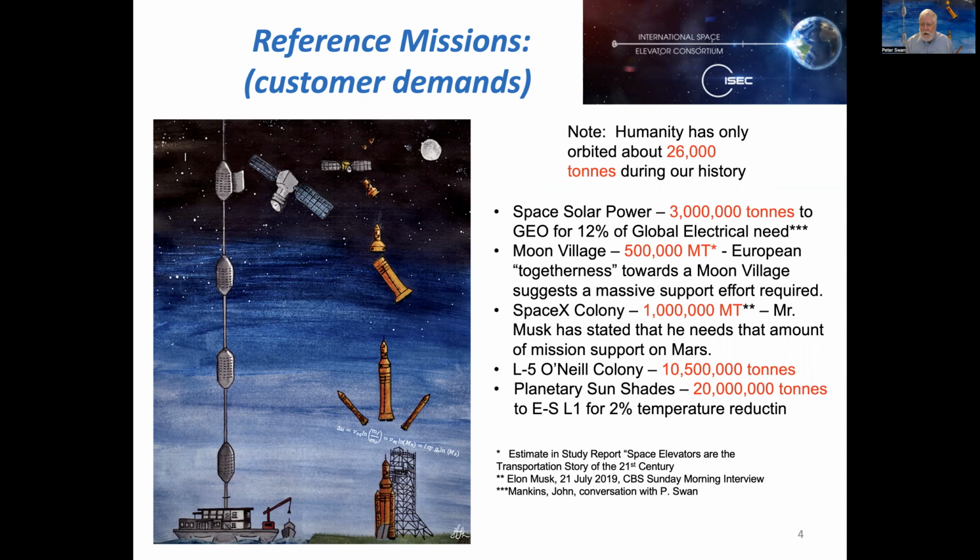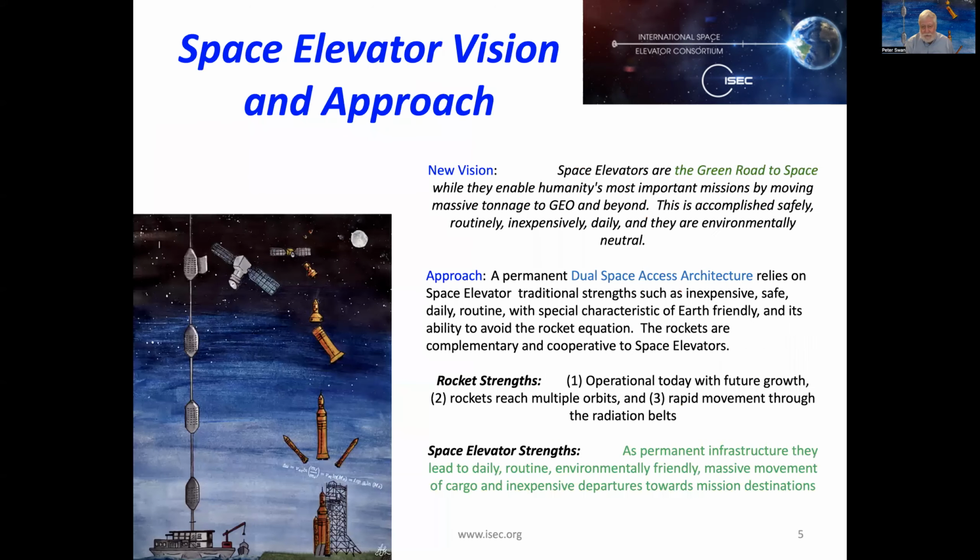Now, it turns out we've only put 26,000 tons into orbit, and it took me about 6 weeks to figure out how many satellites were launched and how much the satellites weighed, et cetera. 26,000 tons. Remember that number. We're going to talk about mass during this discussion today. So the dreamers have big dreams, and the one on the left in the image is our dual space access dream, where we work collaboratively with the rockets. They move things through the radiation belt rapidly like people, and we move the heavy lifting.